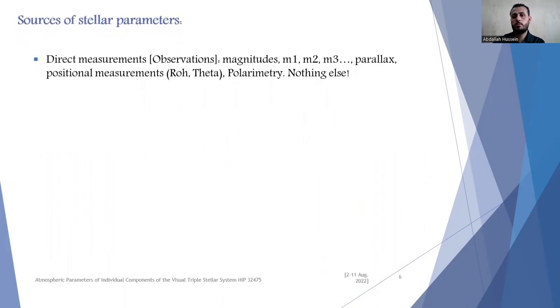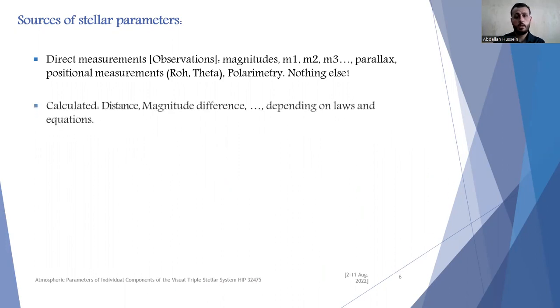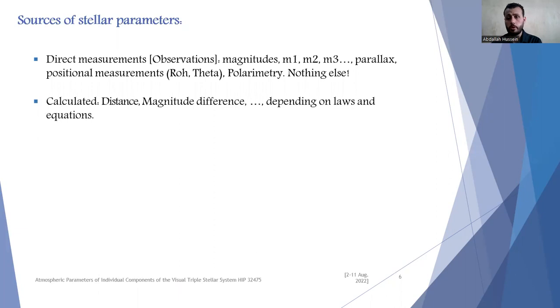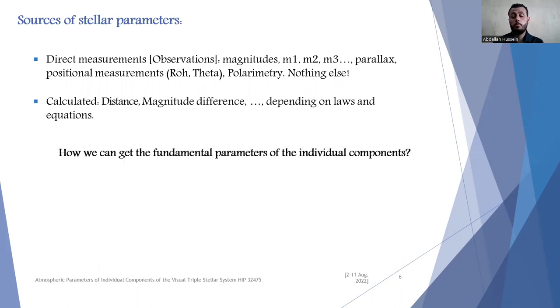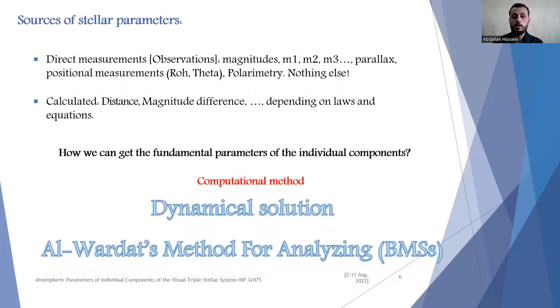For the source of stellar parameters, we have direct measurements and observations such as magnitudes, parallax, positional measurements, and polarimetry, and calculated distance and magnitude differences. Depending on laws and equations, we have some stellar parameters, but how can we get the fundamental parameters of individual components of binary and multiple stellar systems? We can use computational methods such as dynamical solutions and the Al-Wardat method for analyzing binary and multiple stellar systems.